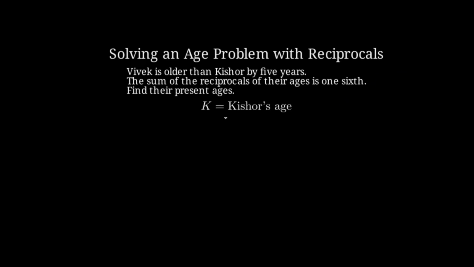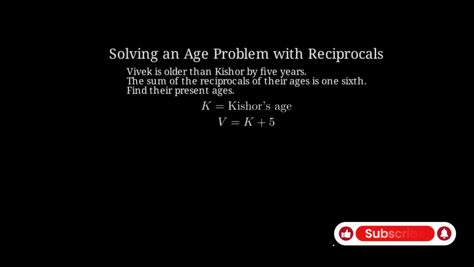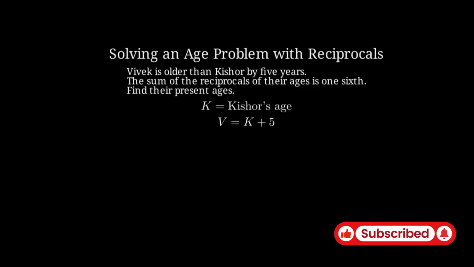Let's define our variables. Let k be Kishor's age in years. Because Vivek is older by 5 years, v equals k plus 5. Having those relationships makes it easier to work with the information that follows.